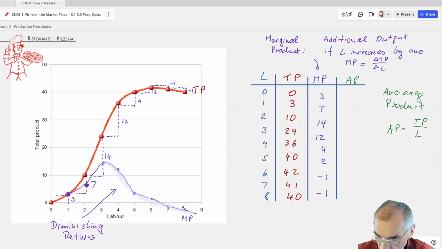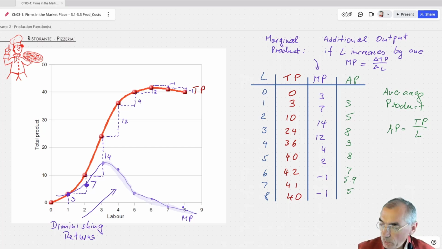0 over 0 doesn't make sense. 3 over 1 gives me a 3. 10 over 2 gives me a 5. 24 over 3 is 8, 36 over 4 is 9, 40 over 5 gives me an 8 again. 42 over 6 is a 7. 41 over 7 is something like 5.9. And then we are back at 40 over 8, which is 5. So we see that also the AP is a function that first increases, then decreases.